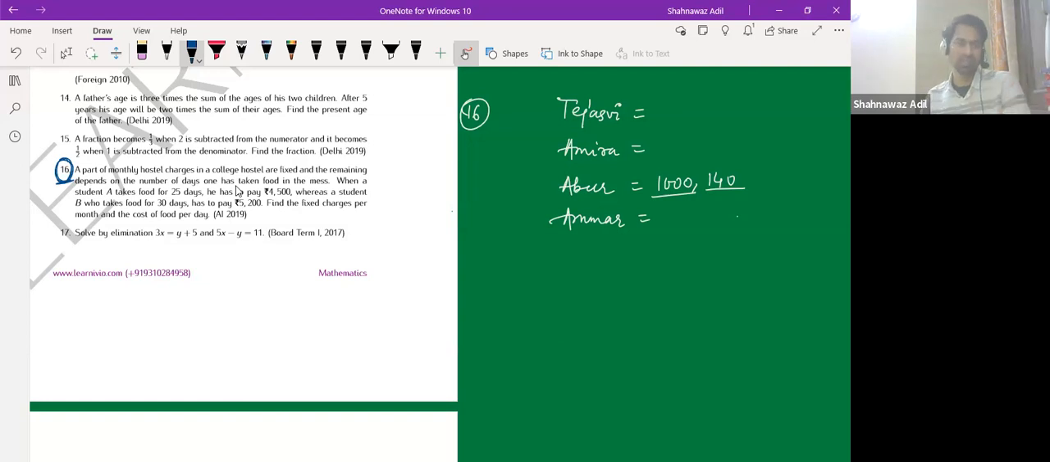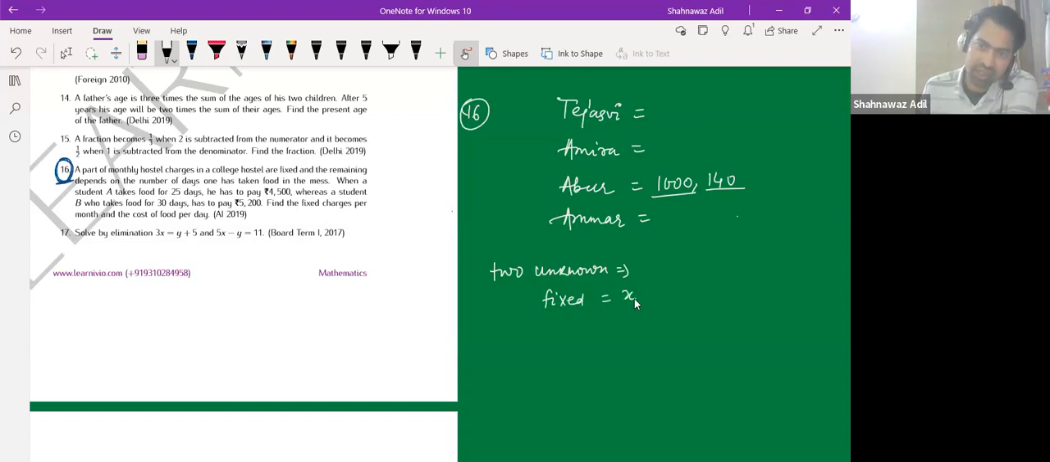So let's say that you have a monthly charge, right? And then you have the per day charge. So how many unknowns do you have? Two, right? So two unknowns, and one is the monthly or the fixed charge. So let's say that the fixed charge is x, and then you have this daily charge, y.